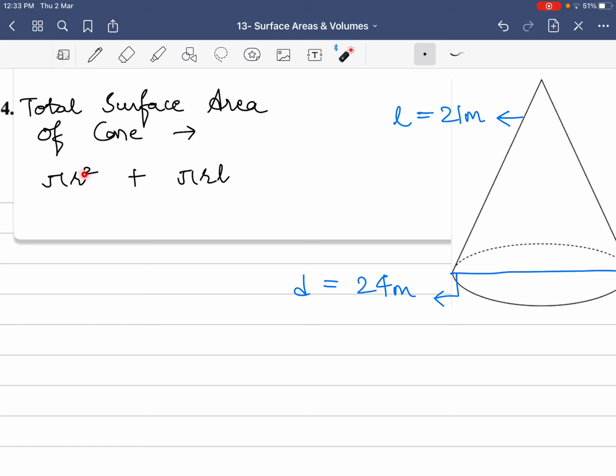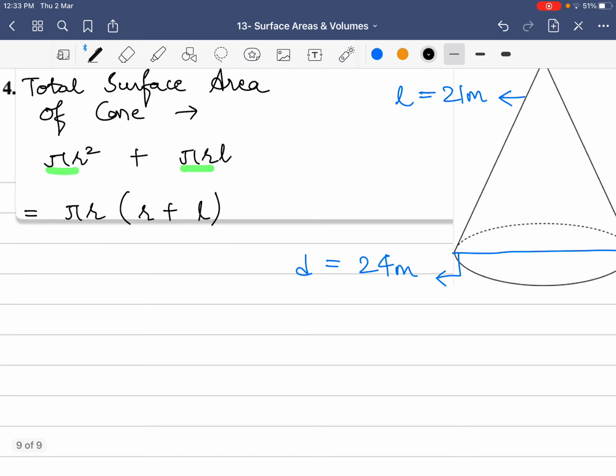Now, do we have the value of r? Yes, from diameter we can find the value of r, half of diameter, and we have the value of l as well. So we are going to just simplify this before doing the substitutions. So pi r is common, so that becomes r plus l. Now let's substitute the values.